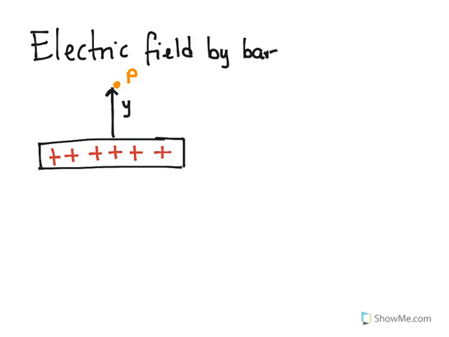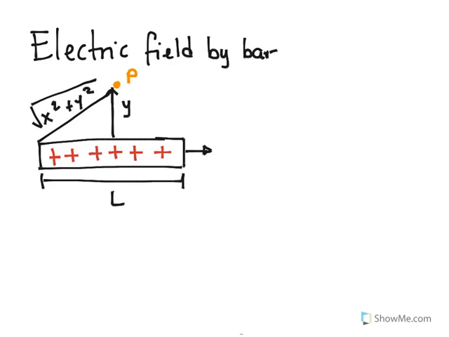We have discussed previously the electric field by a bar, but in this case we're going to change point P. Point P is at a distance y, not at a distance x. Let's state this is a bar of length L. In this situation, we can define, for instance, this distance as x squared plus y squared, if we state that this direction is the x direction.